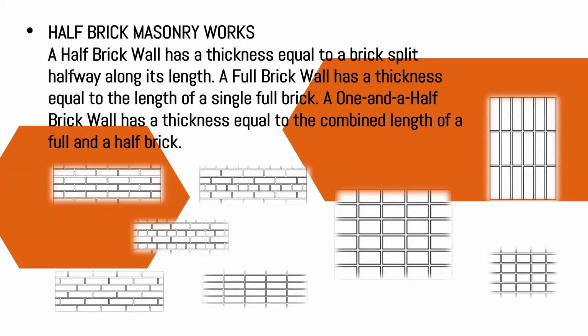Half brick masonry works. A half brick wall has a thickness equal to a brick split halfway along its length. A full brick wall has a thickness equal to the length of a single full brick. A 1.5 brick wall has a thickness equal to the combined length of a full and a half brick.